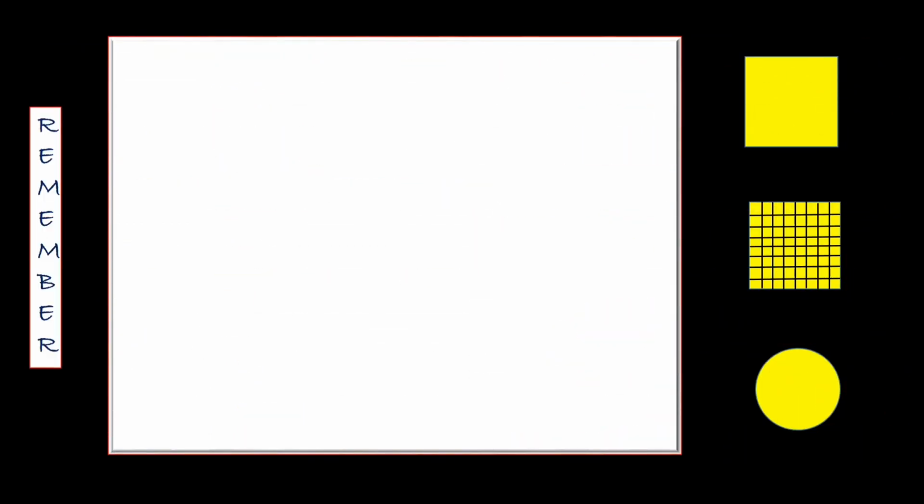Remember, when we say perimeter, it is the sum of all sides of the shape. So pag sinabi nating perimeter, pinag-uusapan dito yung outside the shape. It is the total distance around the shape.